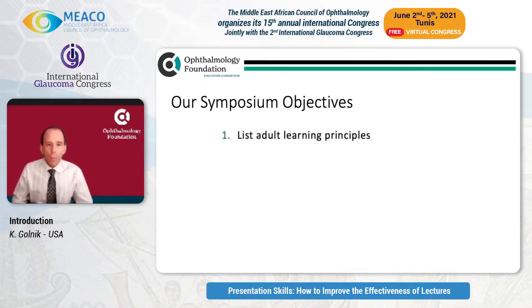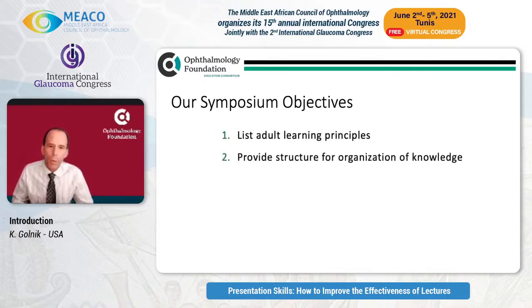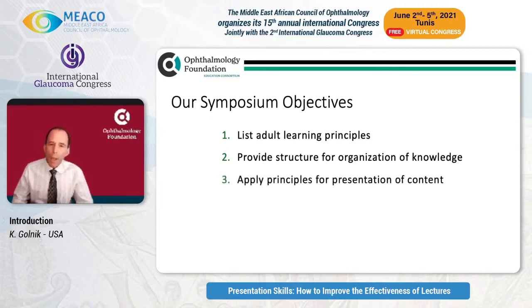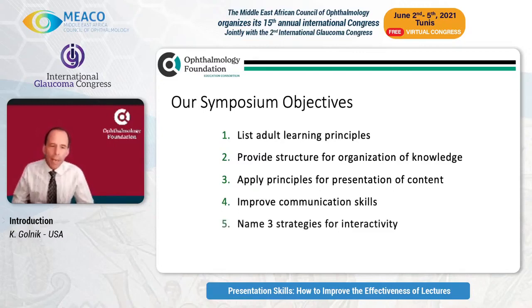Number 1, you should be able to list adult learning principles. 2, provide structure for organization of knowledge during your lecture. 3, apply principles for the presentation of the content. What should the slides look like? 4, improve your communication skills, which is a part of lecturing. And 5, name at least 3 strategies to improve interactivity during your lectures.